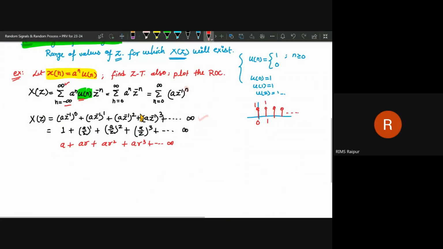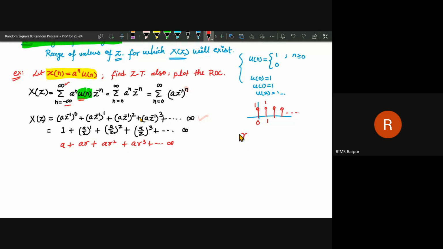Yes, it is a GP. Correct? It is a GP, and we have to find the sum of this GP. Now, how many terms are there in this GP? We have infinite terms. So, in order to find the sum of infinite terms of a GP, it will converge, or we will get a finite value, only when the value of R is in between minus 1 to plus 1.